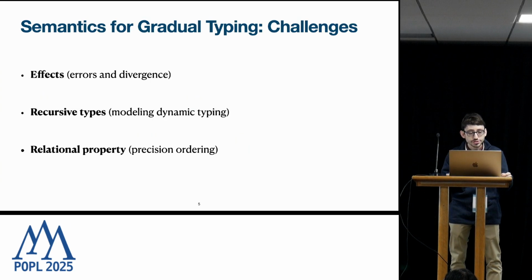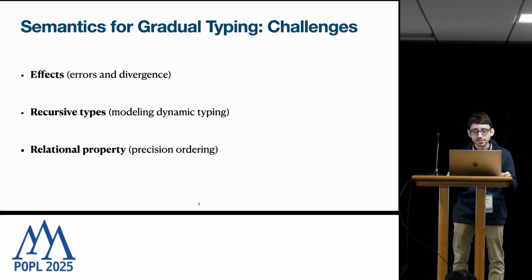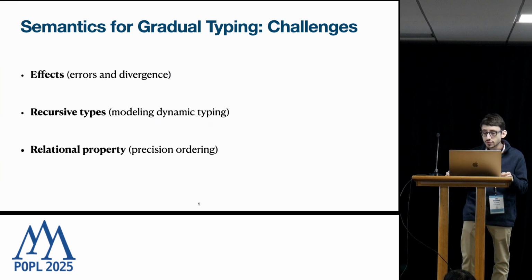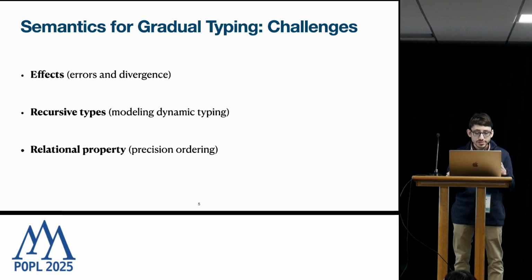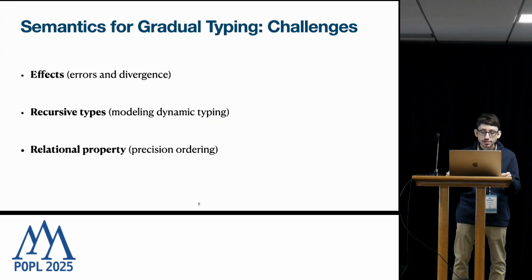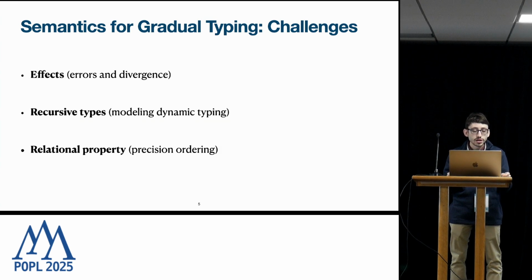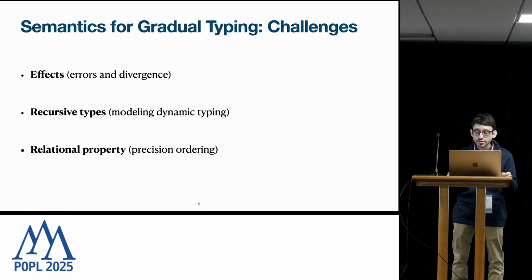And so establishing these two properties for gradually typed languages has been the subject of a great deal of work. And so why is this so difficult? Well, there's this kind of combination of different features that have to be modeled in gradual typing semantics. So in particular, any such semantics, first of all, has to be able to model effects because gradually typed languages include divergence and errors. And then second of all, we need to be able to model recursive types because we need to handle dynamic typing. And then, of course, we have to model the relational property of precision that we saw previously.